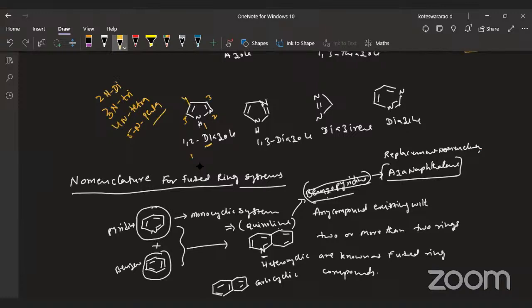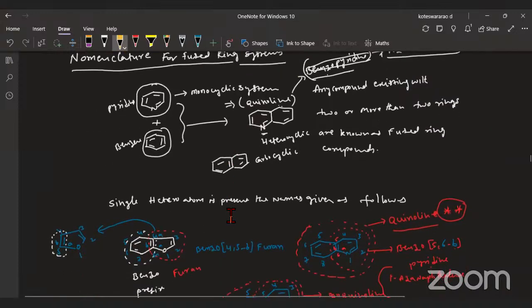Here also, these two are isomers. 1, 2, 3, 4, 5. This one is 1,3 diazole. If it is a three-membered ring, it is a diazirine, and if it is a six-membered ring, it is a diazine. Right? These are the simple nomenclature rules.